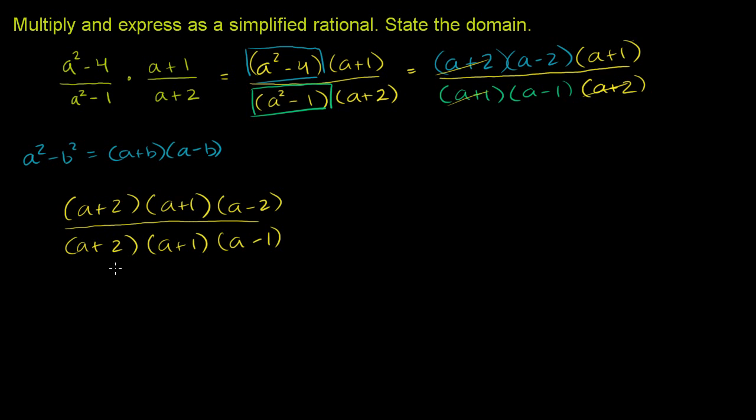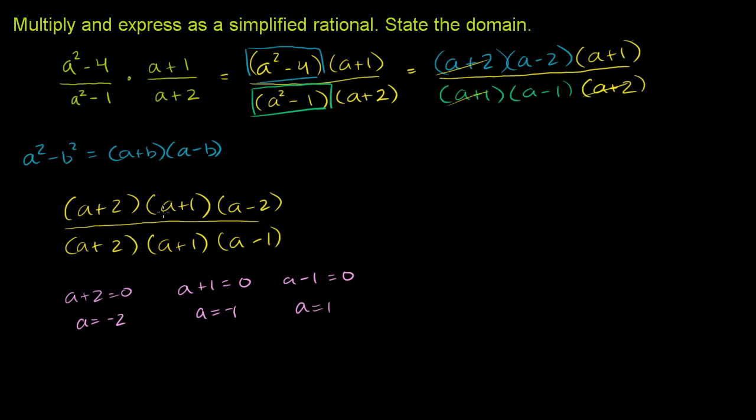Now, before we simplify, this is a good time to think about the domain. Or think about the a values that aren't in the domain, the a values that would make this expression undefined. Like we've seen before, the a values that would do that are the ones that would make the denominator equal 0. You could solve for it. You could say a plus 2 is equal to 0, or a is equal to negative 2. A plus 1 is equal to 0, subtract 1 from both sides, a is equal to negative 1. Or a minus 1 is equal to 0, so add 1 to both sides, and you get a is equal to 1.